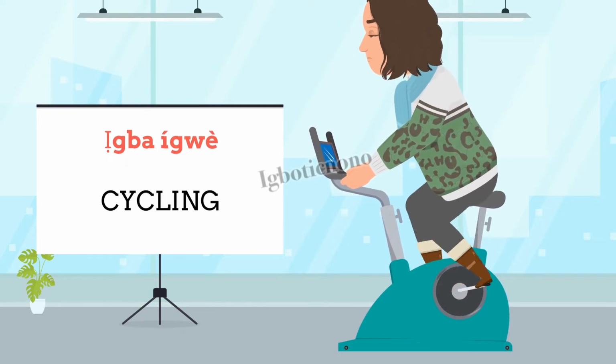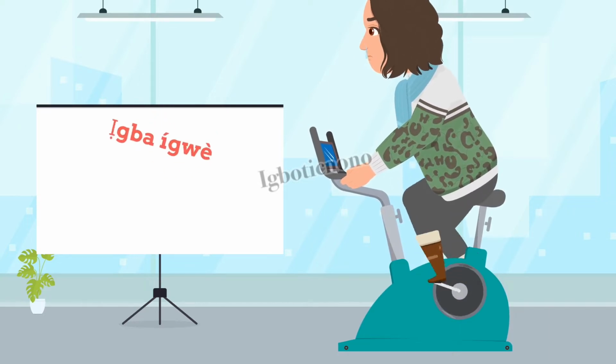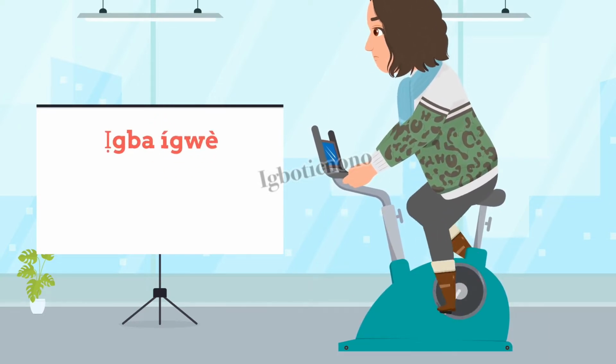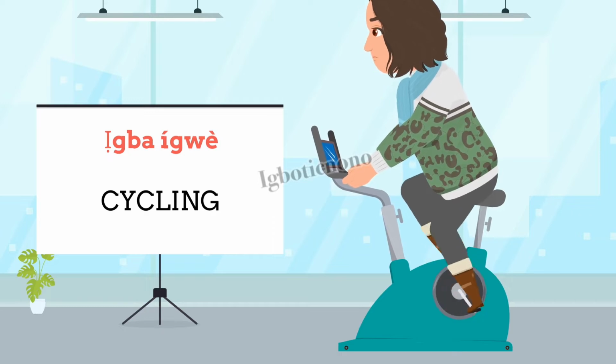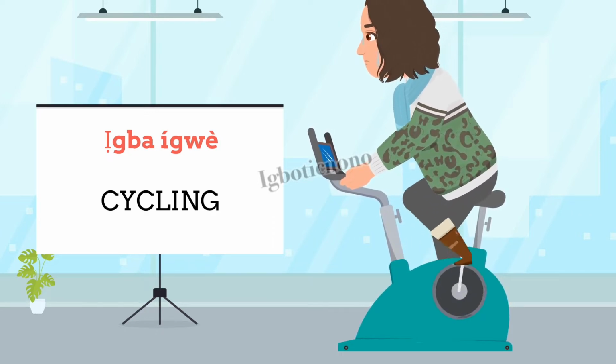Eba Igwe. In Igbo language, you cannot differentiate cycling, whether it's the regular bicycle or the water one, so long as you are rolling your legs around the wheel. In Igbo, you are cycling, and cycling is Iba Igwe.